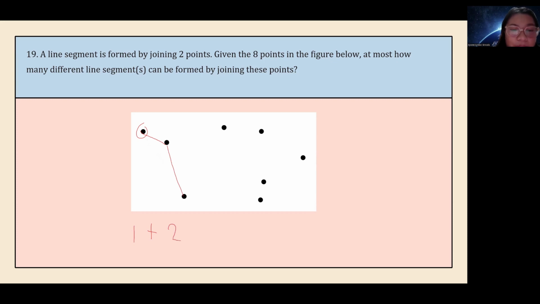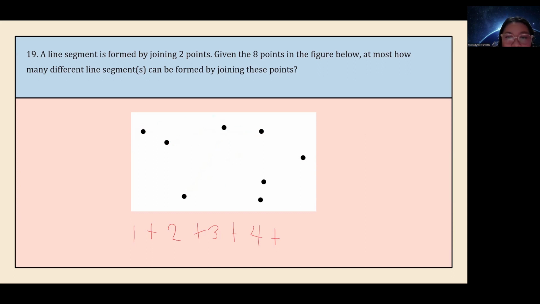Okay, next, this point would want now to join this point, and this point would want to also join this point, and this point would also want to join this point. So there are now 3 different line segments. Next, okay, this point here would now want to join this point, and this point also, and this point here. So that's 1, 2, 3, 4. 4 different line segments.